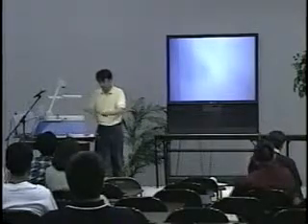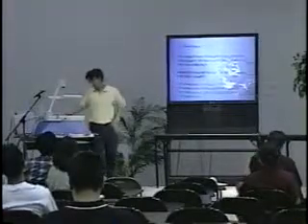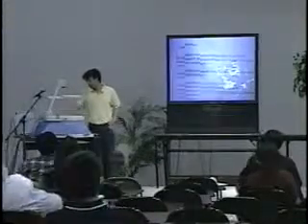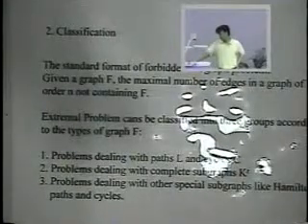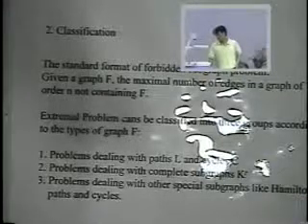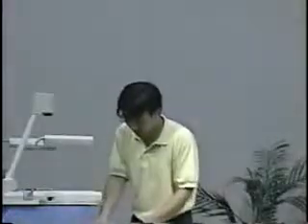So, according to the standard format of the forbidden subgraph problem, if we are given a graph F, we ask for the maximum number of edges in a graph of order n not containing F. We know the problem can be divided into three different parts. The first is problems dealing with paths P and cycles C. The second is problems dealing with complete subgraphs K_r. Also, sometimes we have specific problems dealing with other special subgraphs like Hamilton paths and cycles. So we just follow this procedure to get some interesting and challenging results of extremal graph theory.